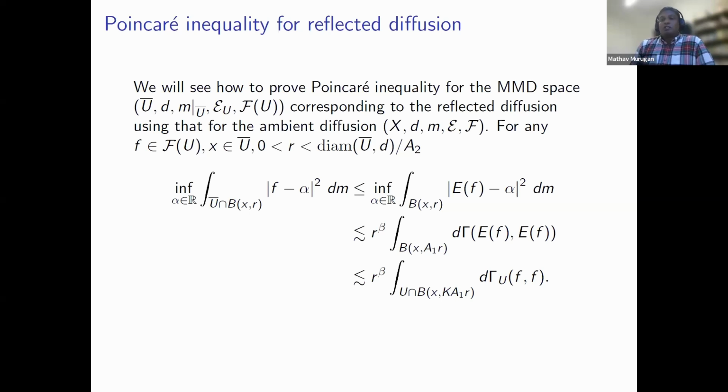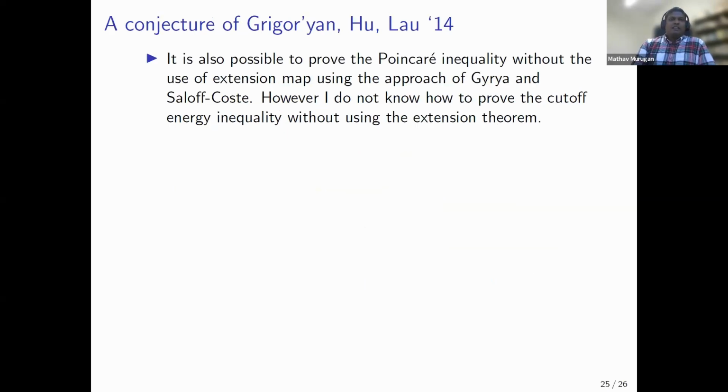And a similar proof also works for this other functional inequality called the Cutoff-Sobolev inequality that I have not defined. So maybe I'll skip that part and talk about a possible extension. In fact, it's also possible to prove the Poincare inequality without the use of the extension map, using the approach of Gairy and Salofkost. However, I do not know how to prove this Cutoff-Sobolev inequality without using the extension theorem.